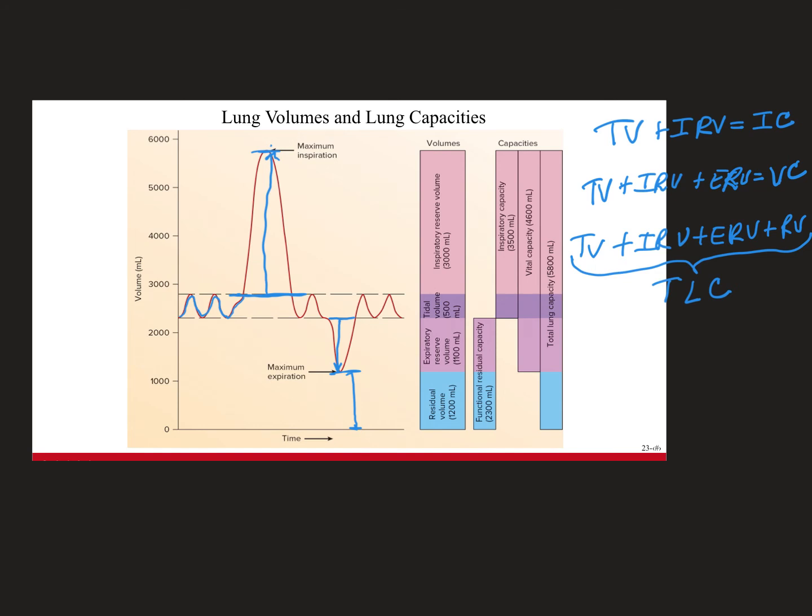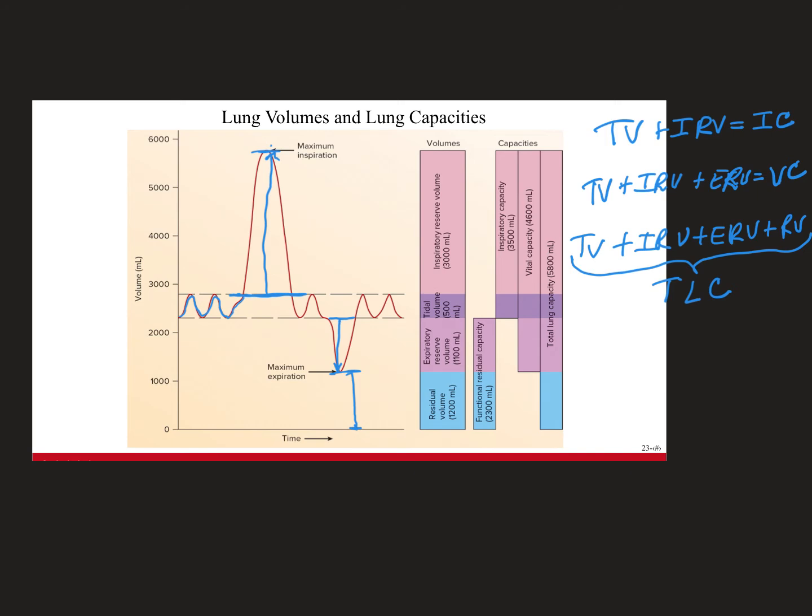Someone who is a smoker, who has emphysema, are they likely to have a high total lung capacity or a low total lung capacity? Low. They're going to have problems. If your total lung capacity is low, then your vital capacity is going to be low, which means you're going to have a hard time getting oxygen in.